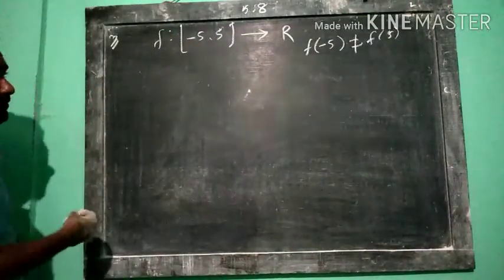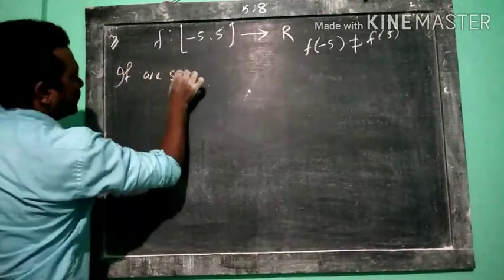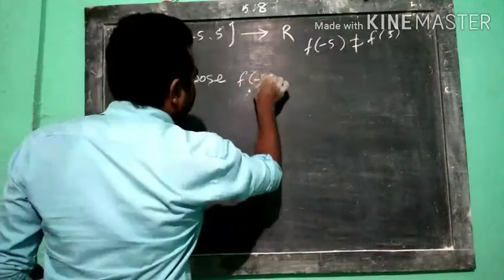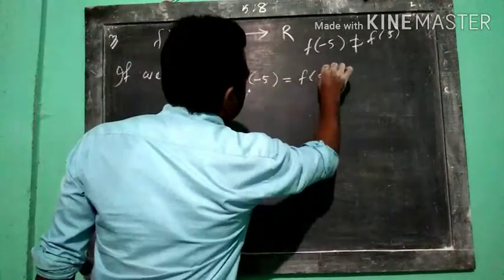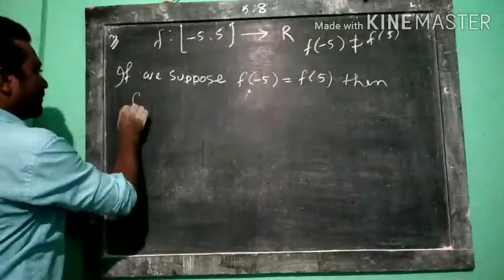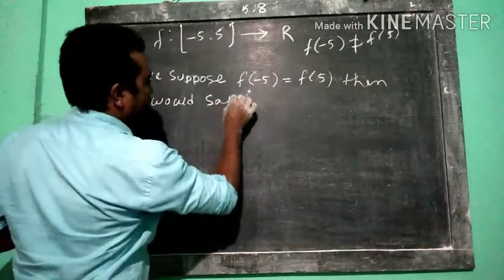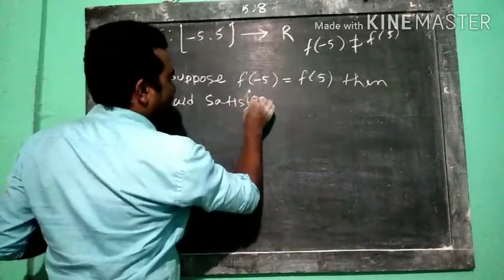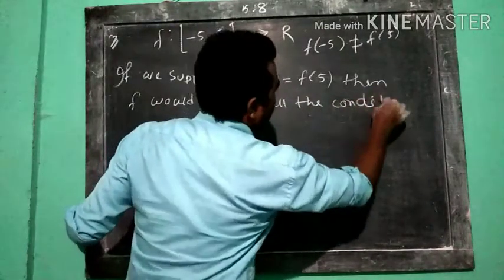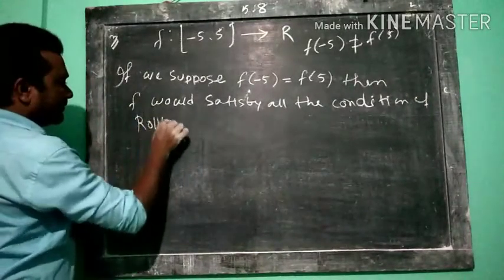So let's try to solve. If we suppose f(-5) equals f(5), then f would satisfy all the conditions of Rolle's theorem.